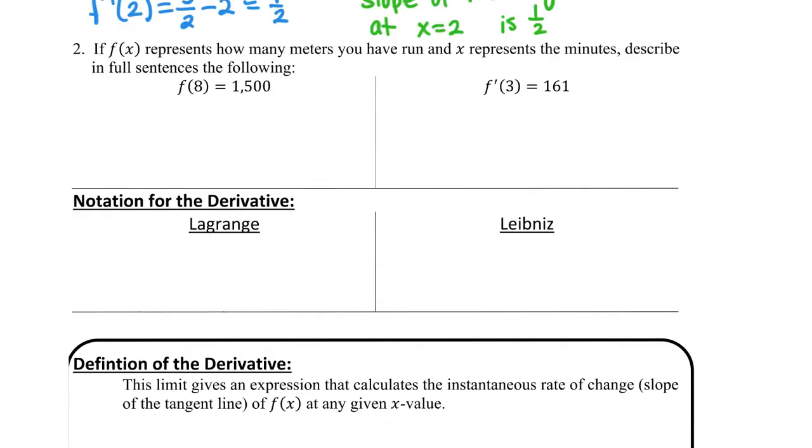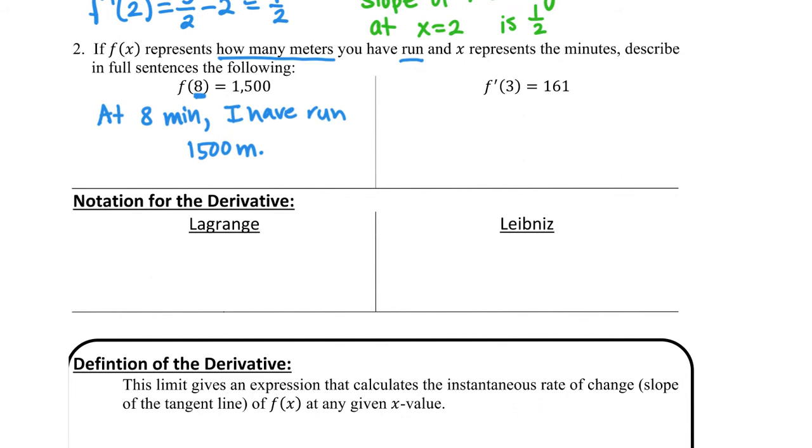Okay, for the next example, they're just going to have you interpret the expression based on the word problem. So if f of x represents how many meters you have run and x represents the minutes, describe in full sentences the following. Okay, so the first one is f of 8. F of x is how many meters you have run. X is the minutes, so it's going to be at 8 minutes. So at 8 minutes, I have run 1,500 meters. That's what the function is telling me.